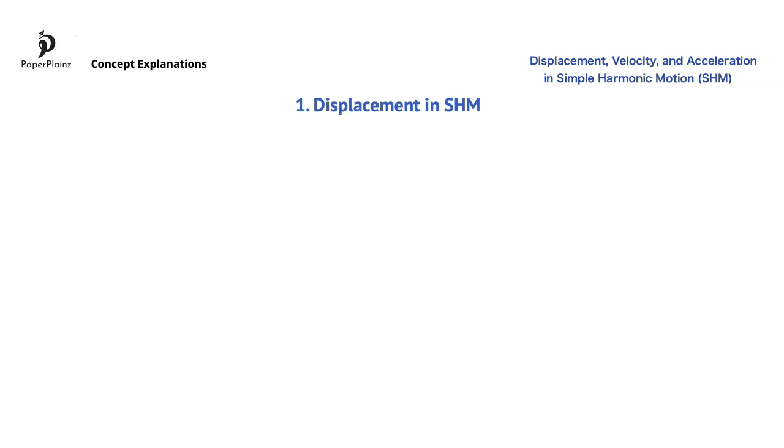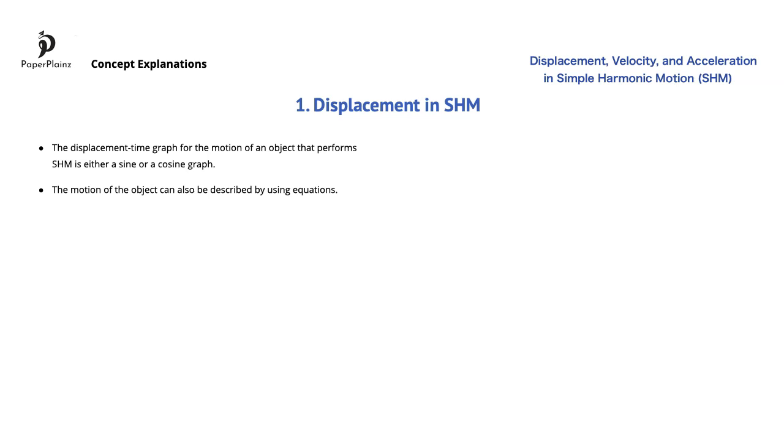If you would like to revise these concepts, feel free to go back and watch some of the videos from subtopic 4.1. One of the things we learned was that the displacement time graph for the motion of an object that performs SHM, or simple harmonic motion, is either a sine or a cosine graph. In topic 4, we learned how to sketch and read these graphs, but we did not describe the motion using an equation. Since graphs can be described by equations, the motion of the object performing simple harmonic motion can also be described by using equations.